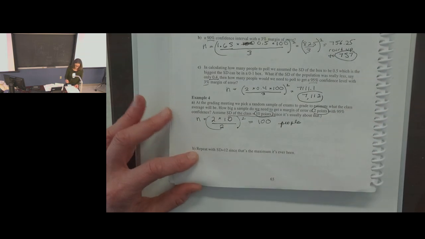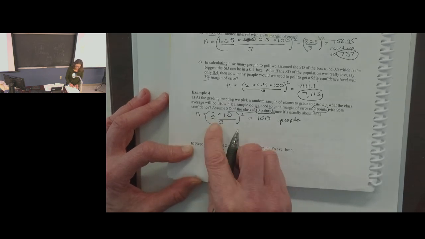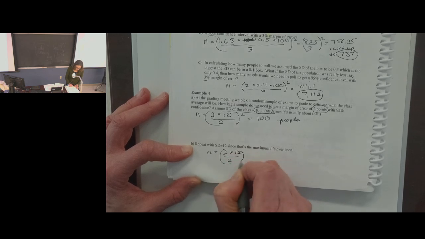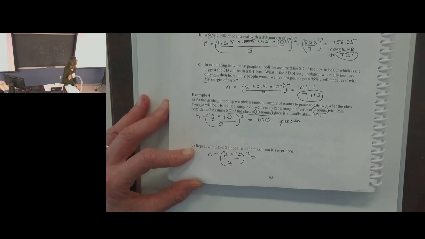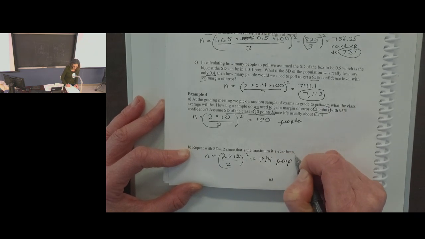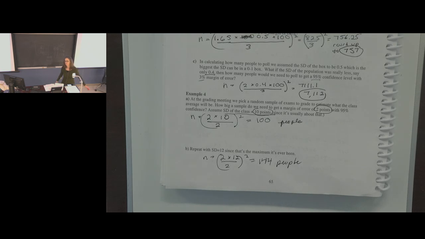And if you repeated with 12, then it would just obviously be 2 times 12 over 2 squared. So if it's a bigger standard deviation, you'd need more people. So that's pretty easy. Any questions on that? So basically, you can derive it yourself. Just remember, margin of error is that critical value times the standard error.